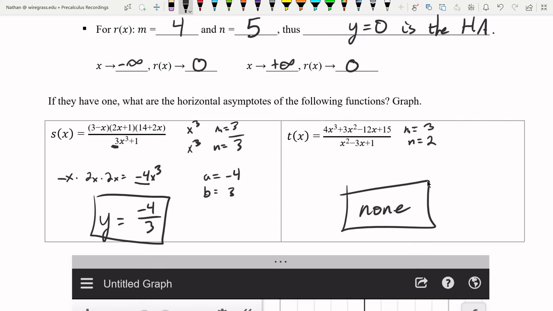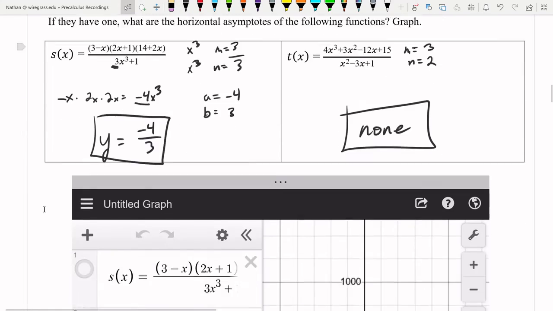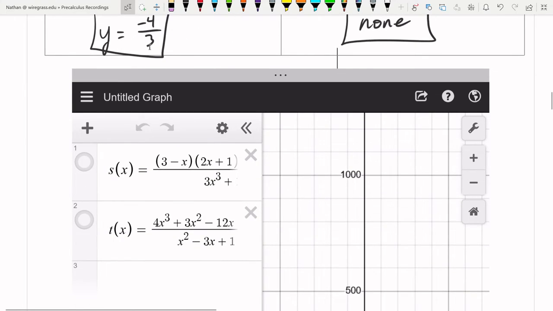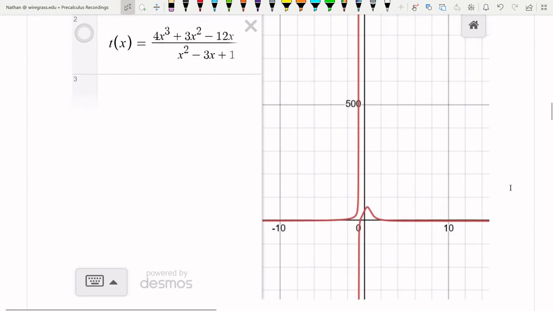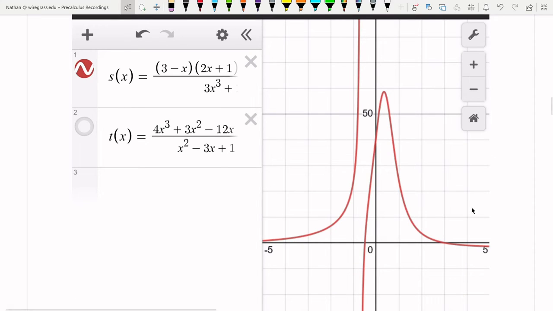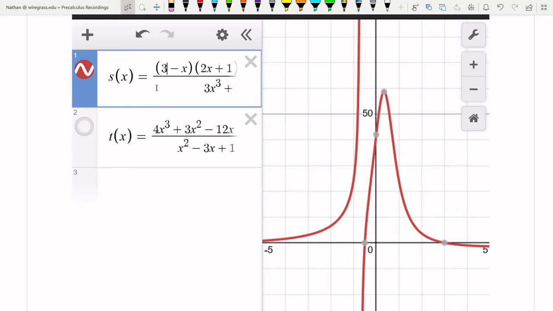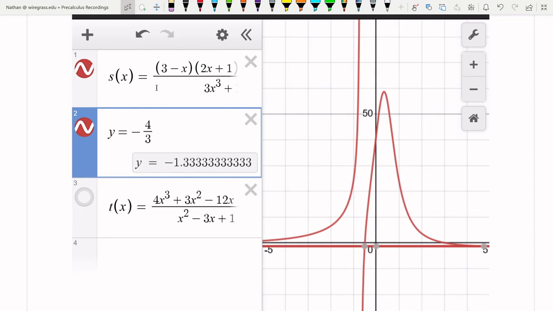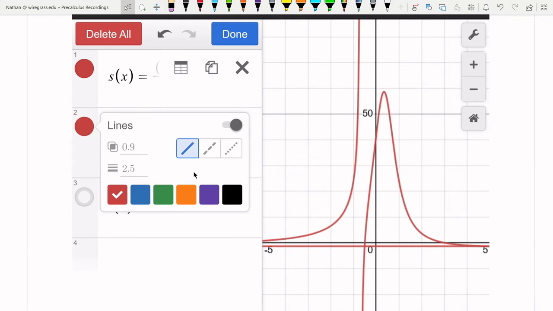Let me show you this. I've graphed these functions in Desmos. S of x was this first one, and it should have a horizontal asymptote at y equals -4/3. Here's the graph. I had to play around with the scaling of the x and y axes so that you can see it a little better. We found that the horizontal asymptote was y equals -4/3. I put that in black as a dotted line.